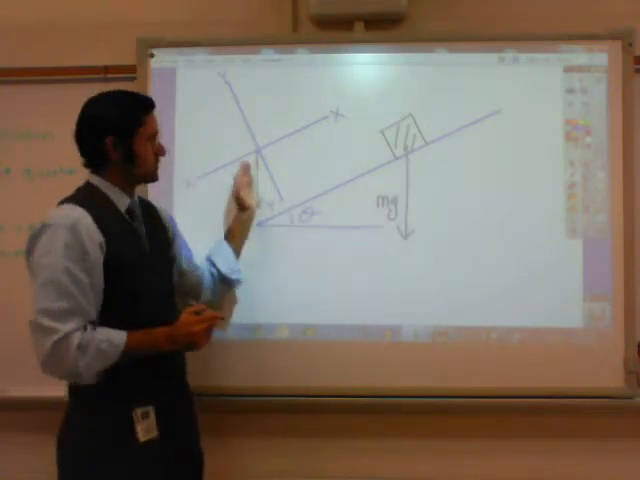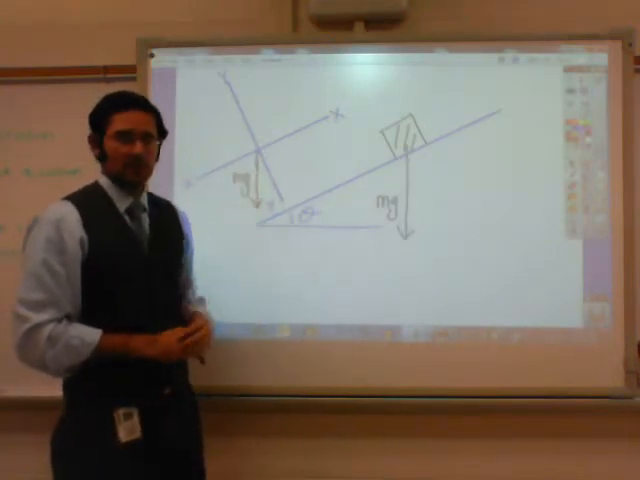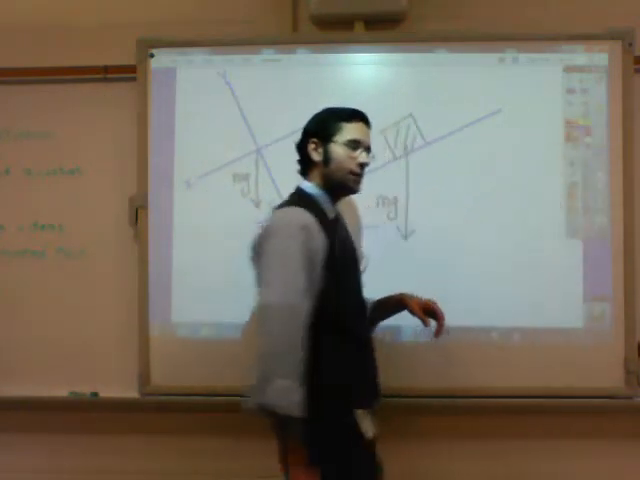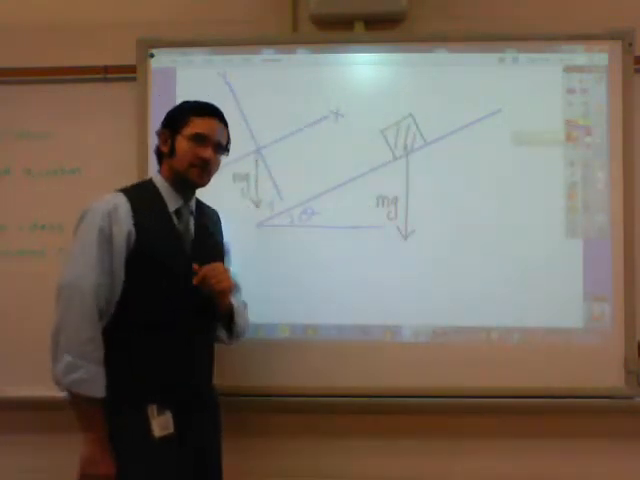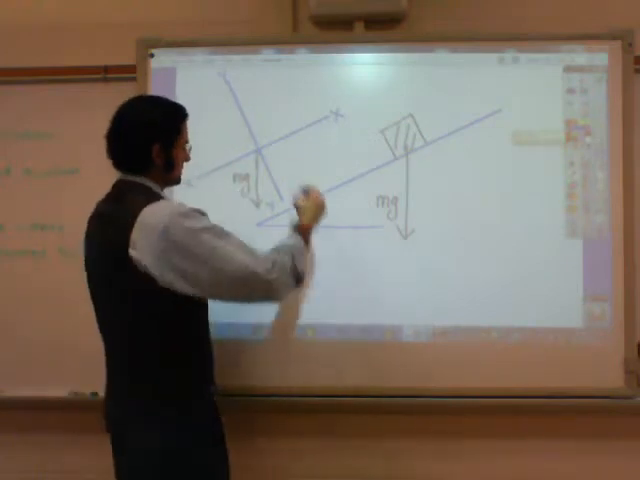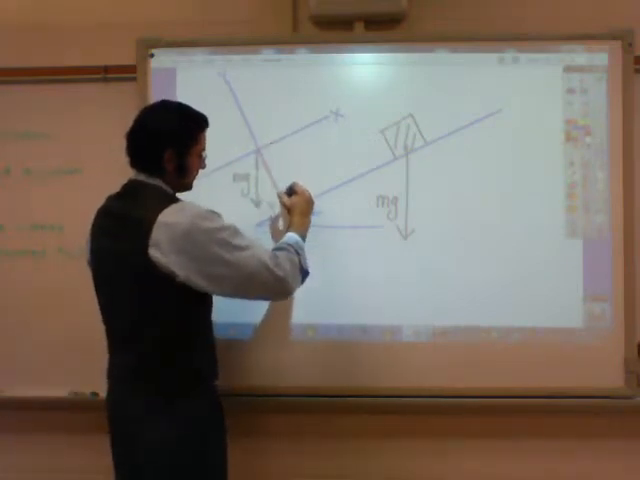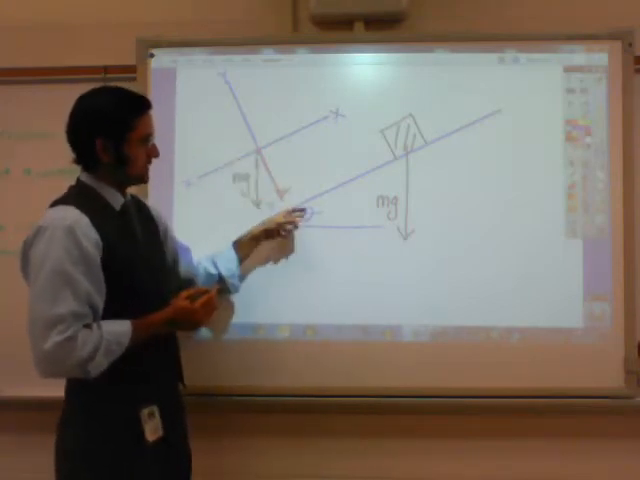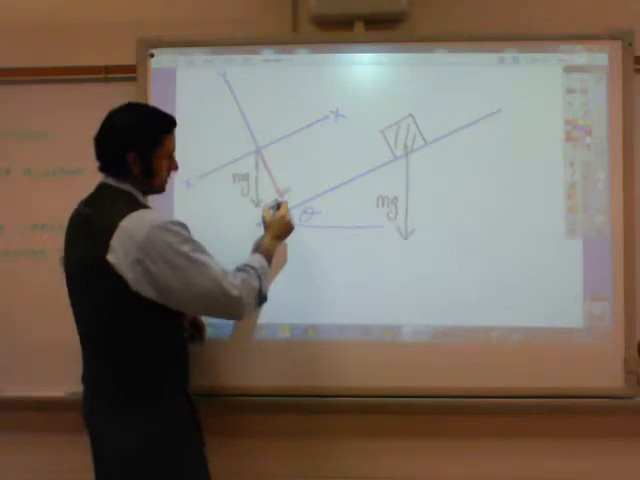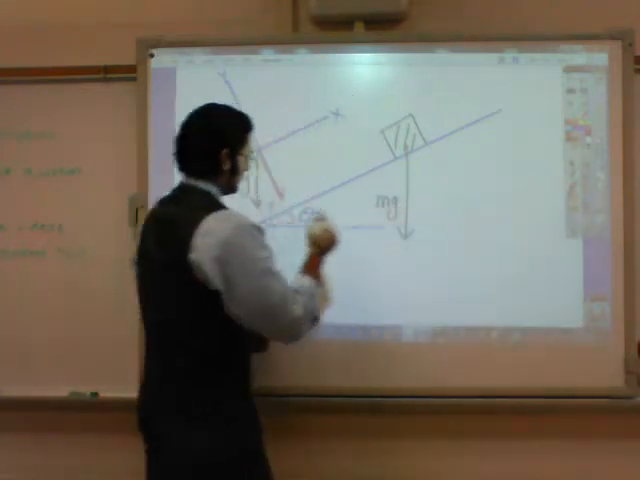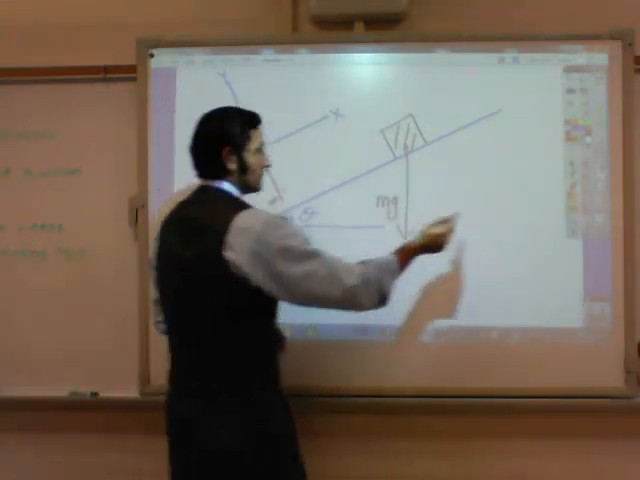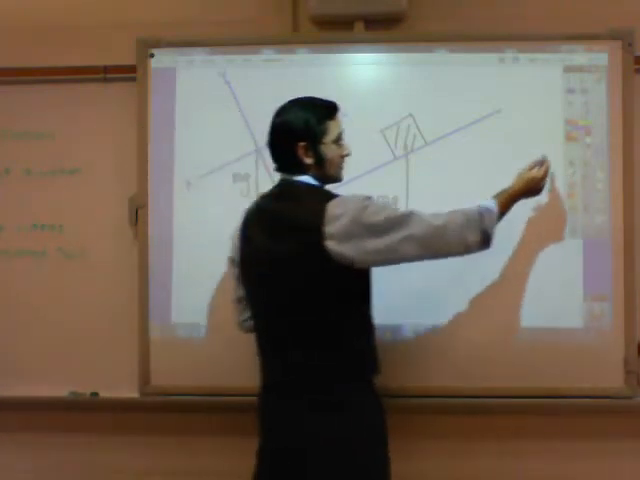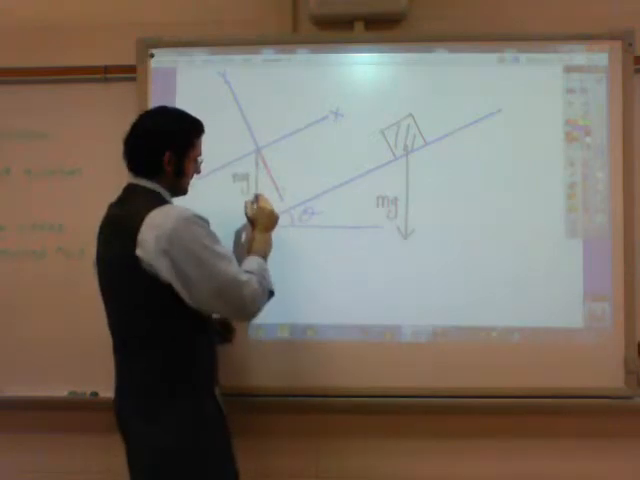This is being represented on your xy coordinate system. Why is it being represented? Well, because tilting the axes is going to help you break this vector down into its two components. There is a component pushing on the y-axis, perpendicular to the surface. And there is a component that pushes on the x-axis, parallel to the inclined plane.